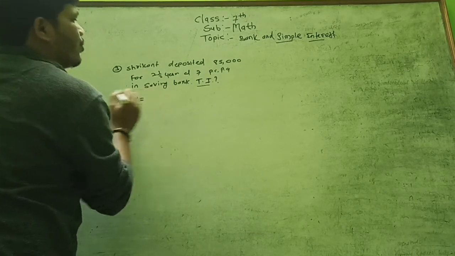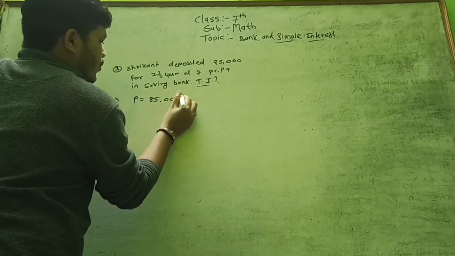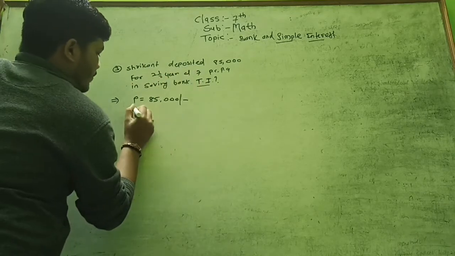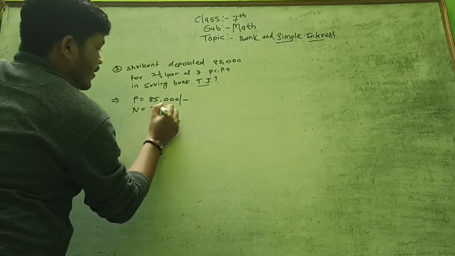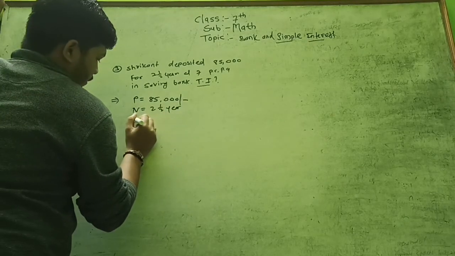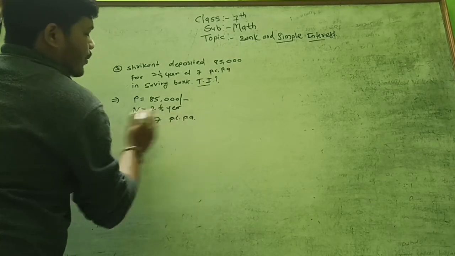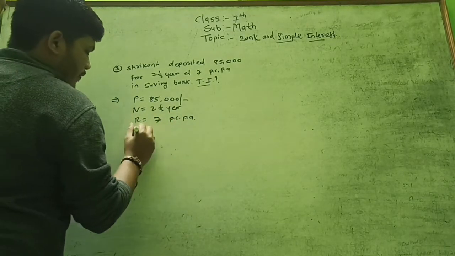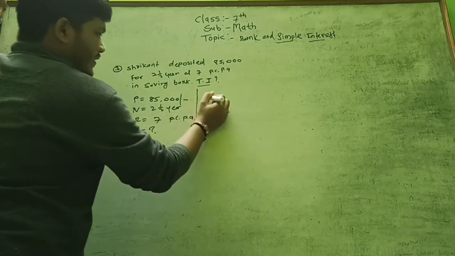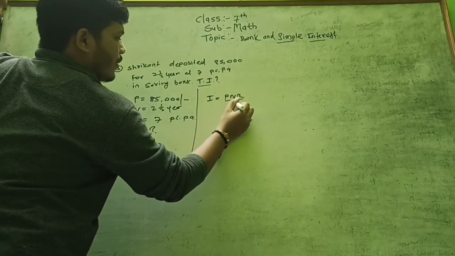Shrikant deposited 85,000 rupees, meaning the principal is 85,000 rupees, for 2.5 years, that is N, the time, 2.5 years. Now what is R? R is 7% per annum. What we have been asked is the total interest. We have the standard formula: interest is equal to PNR upon 100.